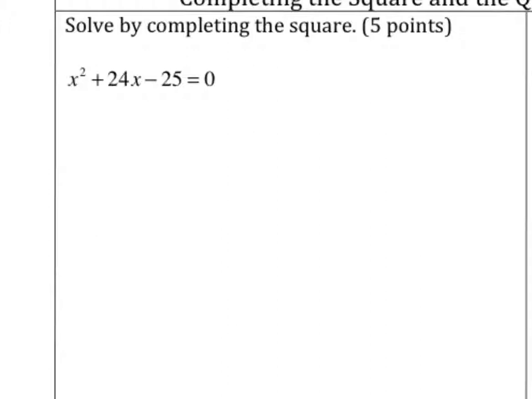Our next problem asks us to complete the square. To do that, we're going to take our middle term, our x coefficient, divide it by 2, and square it. 24 divided by 2 is 12. 12 squared is 144. 144 is the number I really wish I had here. Instead, I have negative 25. How do I get from negative 25 to 144?